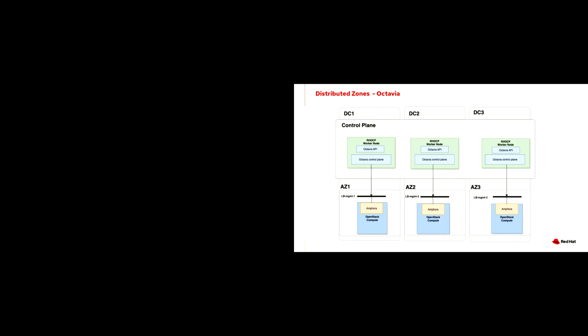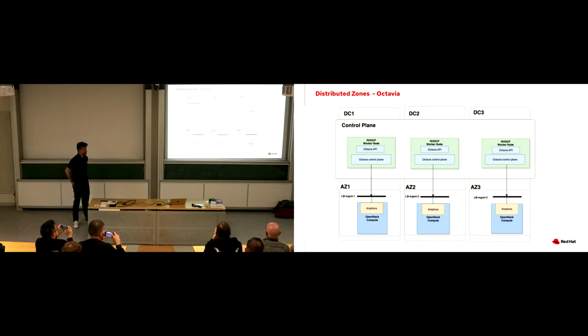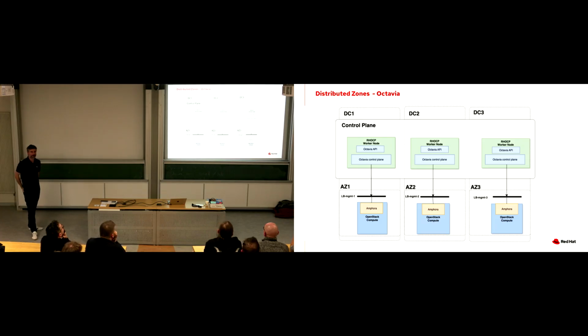Then Octavia, so this is the last part of the presentation. For Octavia, as you know, it is a service used to manage load balancing of OpenStack. So we rely on what we call Amphora, as virtual machines used as load balancers. And then we have Octavia with a control plane, which will manage the Amphora located inside our compute nodes.